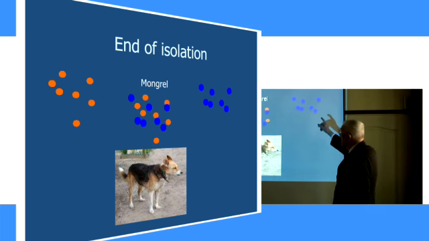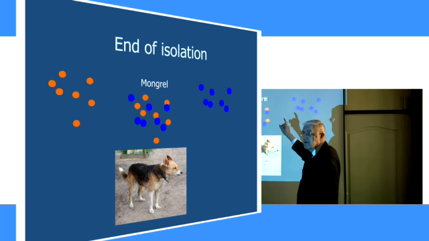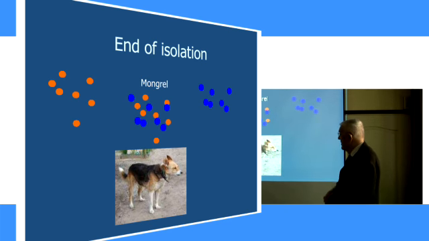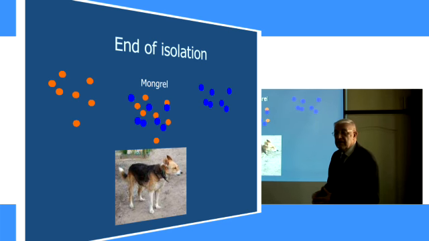The moment we forget about isolation and we allow these animals to interbreed, we get mongrels. And this is something that we all know exists, and the isolation is an essential element of any breeding program.